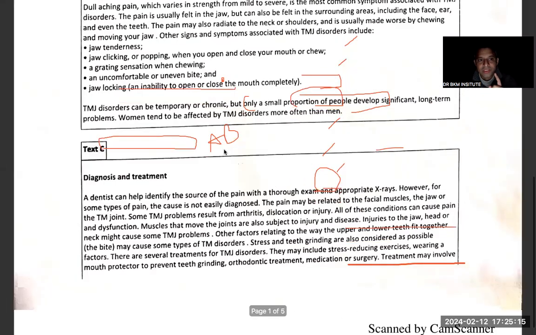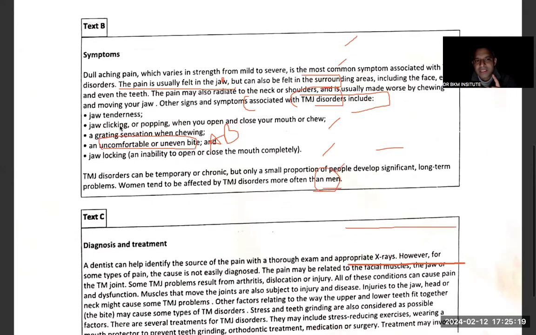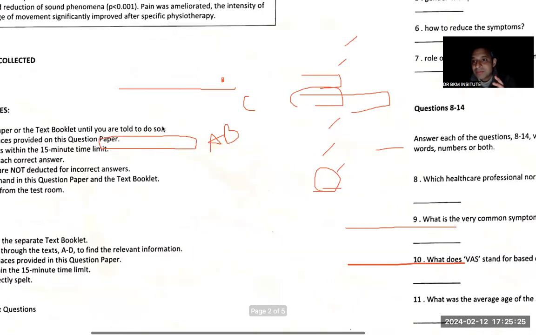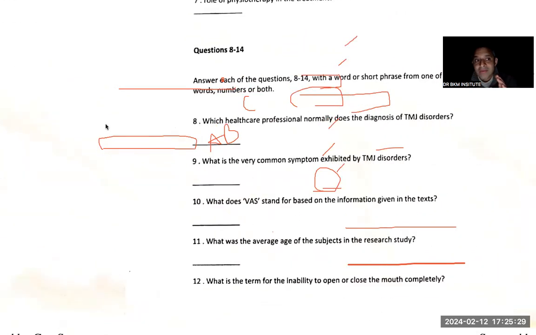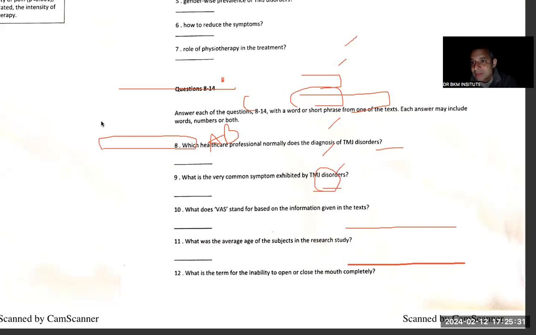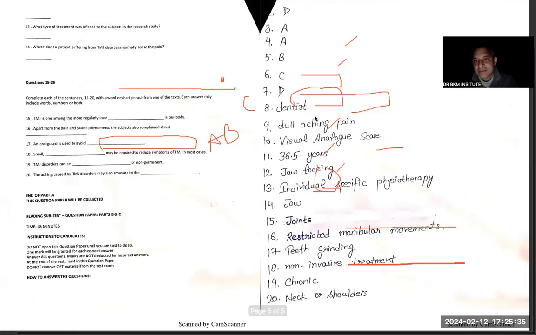You go to the symptom and you say open and close the mouth is known as jaw clicking or popping. So this is my answer. First, you need to understand in which paragraph it can be given. That is how you will save time. Otherwise, in part A, you will never be able to control the time. If you want to control time, let's see the answers we have done.